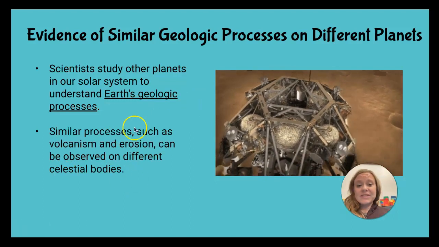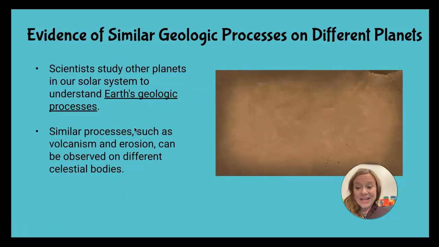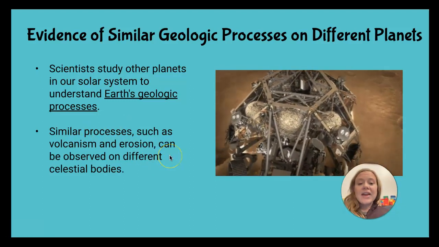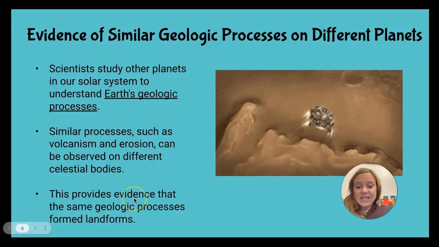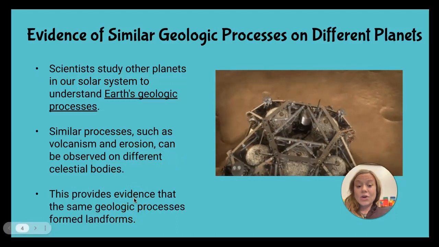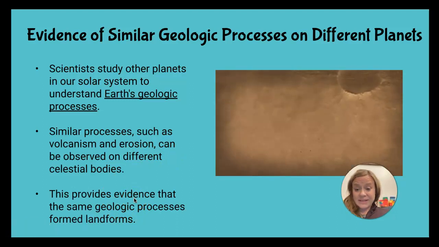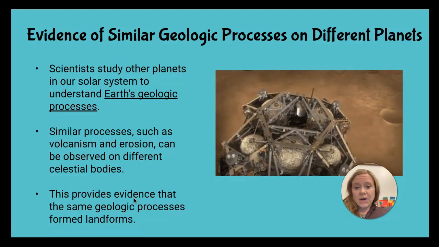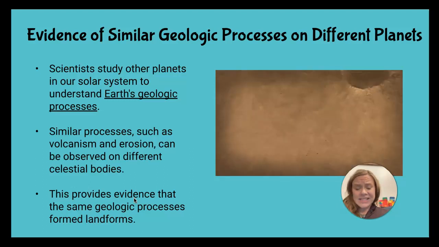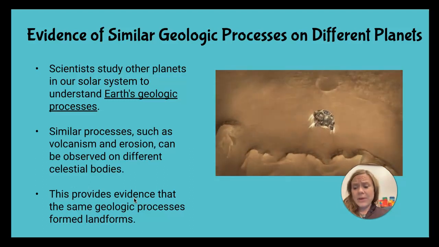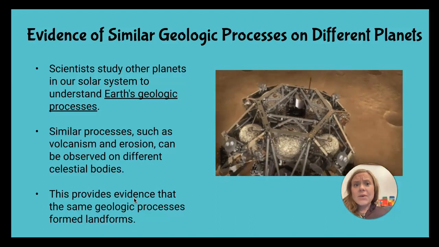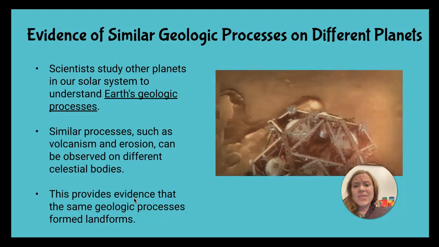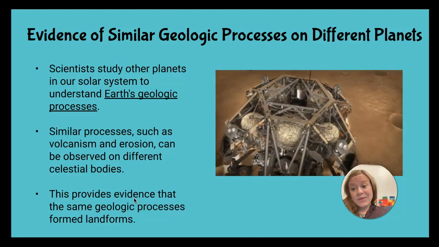We know that when there are similar geological processes happening, such as channels or rivers or volcanoes and erosion, that is evidence that the same geological process very likely formed the similar landforms. So in this case, we were looking at a channel on both Mars and on Earth, and we were trying to decide whether that channel was formed by flowing lava or flowing water. We can look at those geological processes and landforms and say, maybe we think these were formed by the same things or by different things.